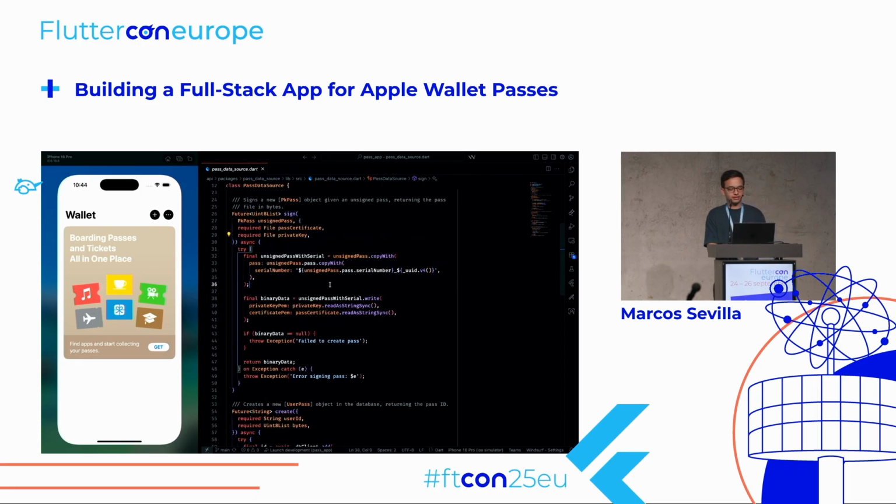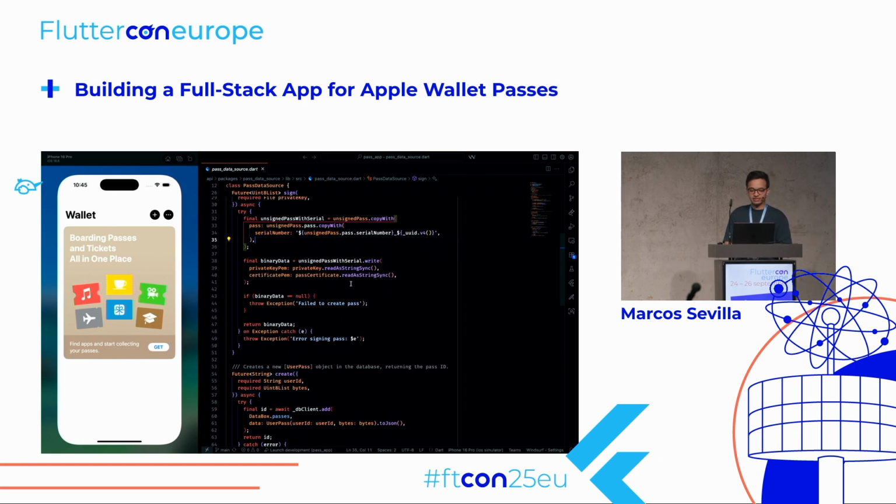We're going to copy and generate a serial number, a random one. That's why I use UID. Then we get the pass with the serial, which is pretty much the pass with an ID. And then we use the write method. The write method is going to take the string files, and then it's going to return binary data, pretty much like a uint list. If the binary data is null, you fail to create the pass. Otherwise, you return the data, and that's pretty much it.